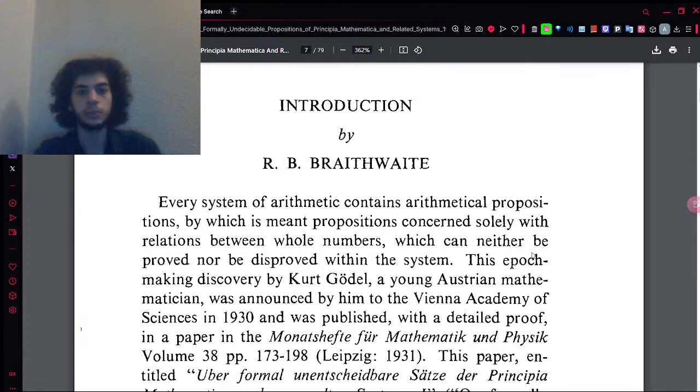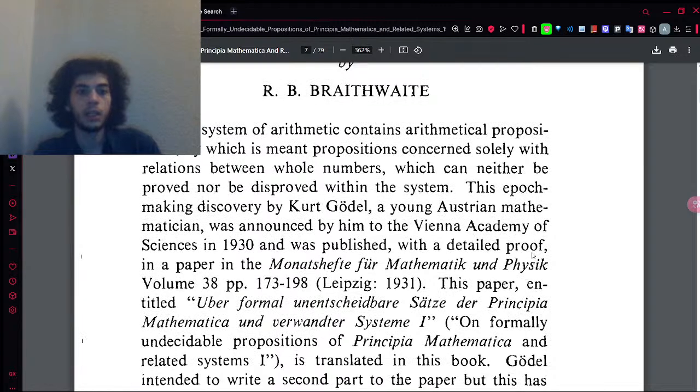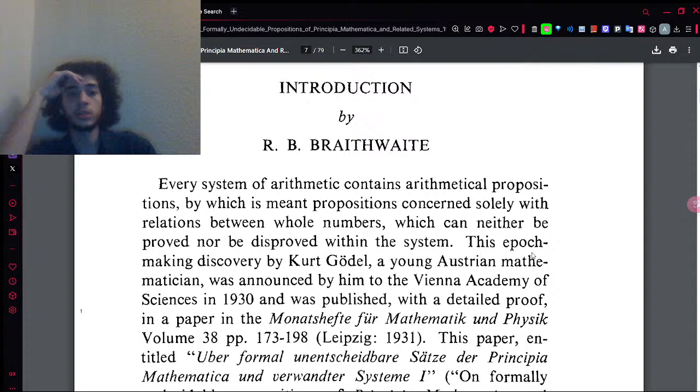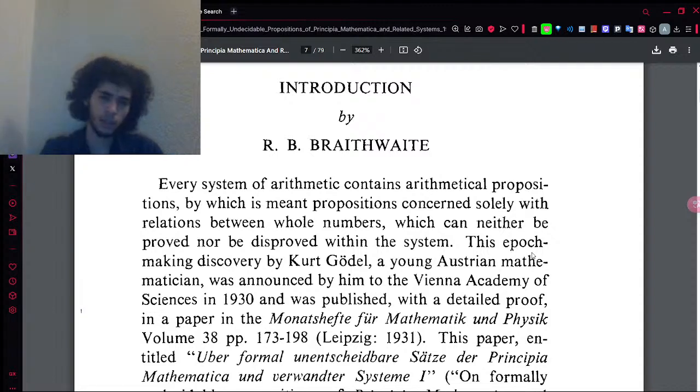Introduction by R.D. Braithwaite. Paraphrase. Every system of arithmetic contains arithmetical propositions, by which is meant propositions concerned solely with the relations between whole numbers, which can neither be proved nor disproved within the system.